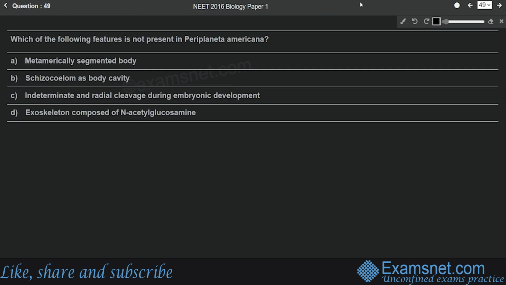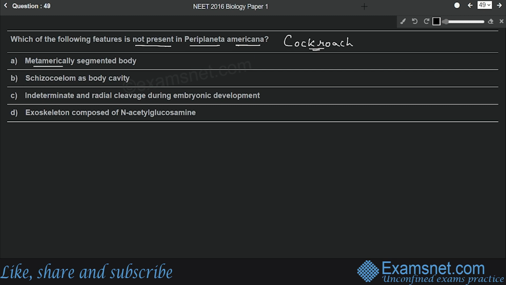Now question number 49 is from the chapter Structural Organization in Animals, and the question is, which of the following features is not present in Periplaneta americana? So what is Periplaneta americana? It is the scientific name of cockroaches, right? So this question is about cockroach. Now let's see what are the features mentioned here.